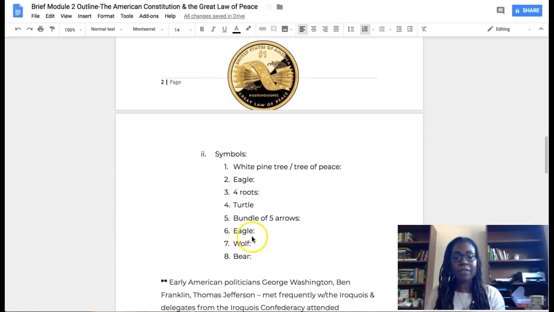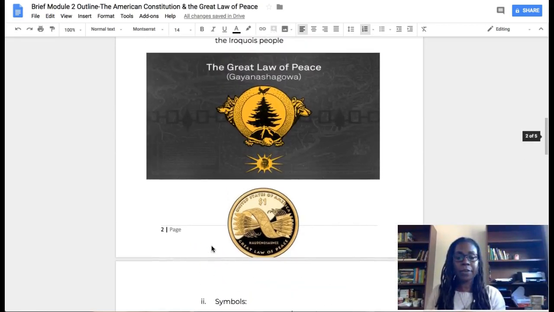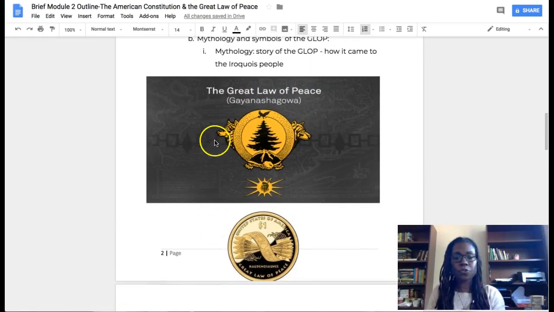Next, we have the eagle twice, so you only need to know it once. Next you have the wolf and then the bear. So the wolf here represents a very interesting idea of instinct tied to intelligence. And the wolf is thought to be a representation of both. Not only does the wolf have sharp and strong instincts, it is also very intelligent and able to use its mind. So the idea of the wolf watching over the tree of peace is meant to represent the balance of instinct and intelligence.